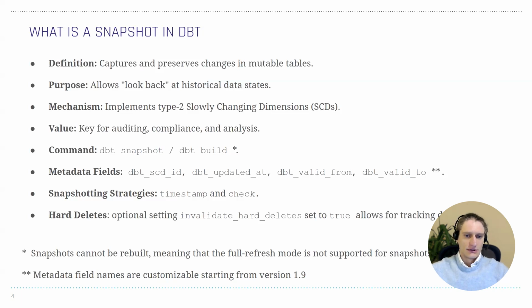DBT also allows optional tracking of hard deletes by setting invalidate_hard_deletes to true. This feature is not enabled by default. With this setting enabled, if a row is missing from the source data, DBT will update its dbt_valid_to timestamp, marking the record as no longer valid. Tracking hard deletes is very important for activity satellites in Data Vault, which we will review during the demo session.